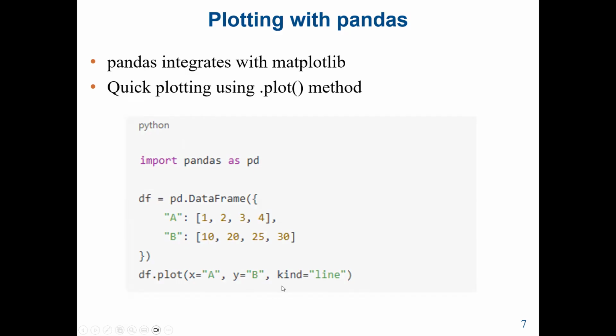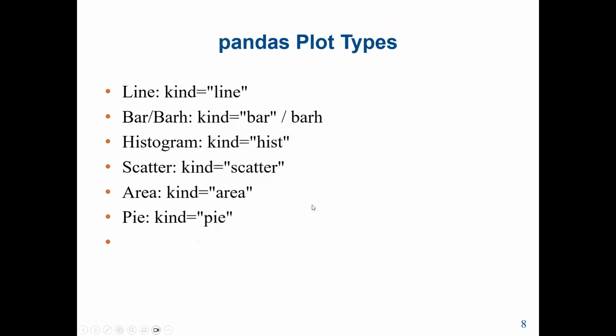Okay, so this will give us a line plot again with A values as the x-axis, B values as the y-axis. So these are the different pandas plot types. We have line, bar, histogram, scatter, area. Also we have the pie chart.